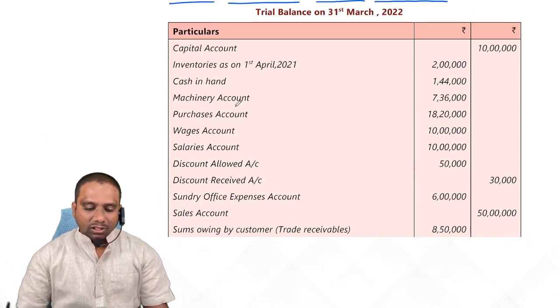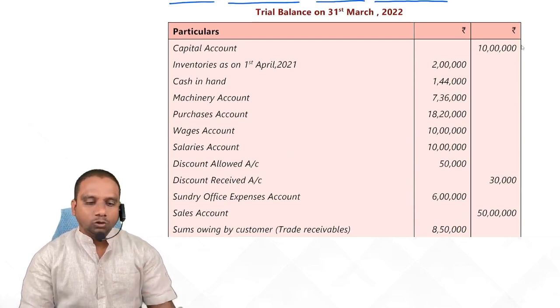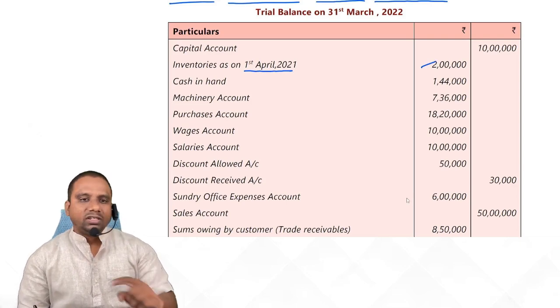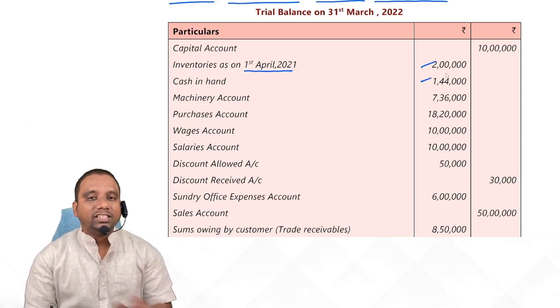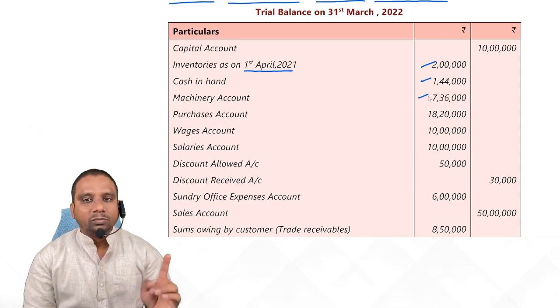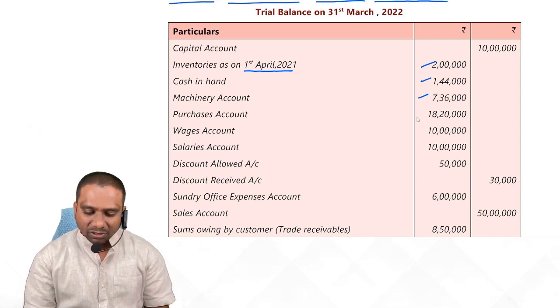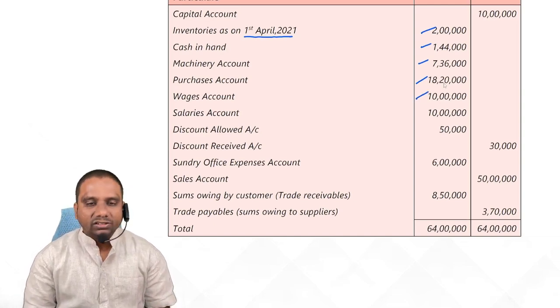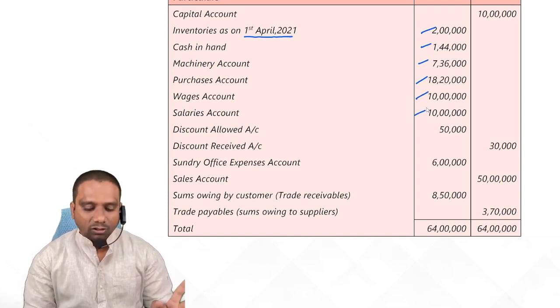Okay. Look at. Capital is shown in the balance sheet. For this, there is no closing entry. Inventory on 1st April, trading account debit. Cash in hand, balance sheet, no closing entry. Stationery account, balance sheet, no closing entry. Purchases account, yes, trading account debit. For this closing entry we record. Wages, trading account debit. Salaries, profit and loss account debit.